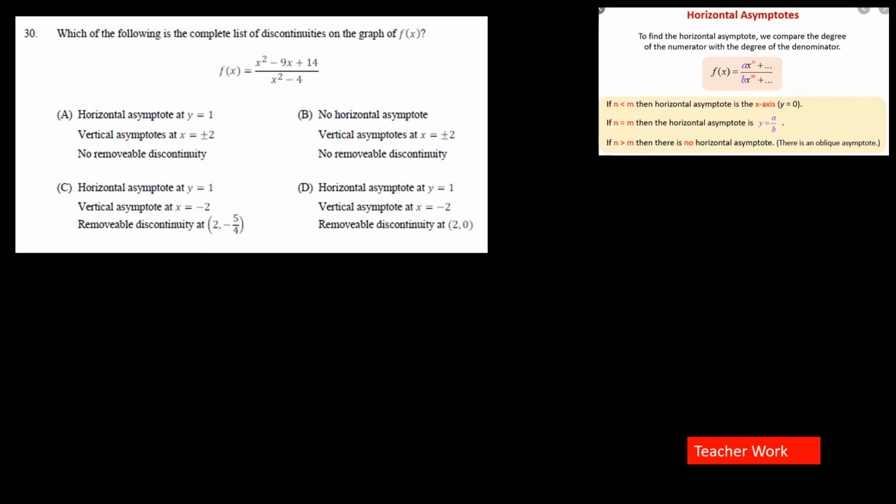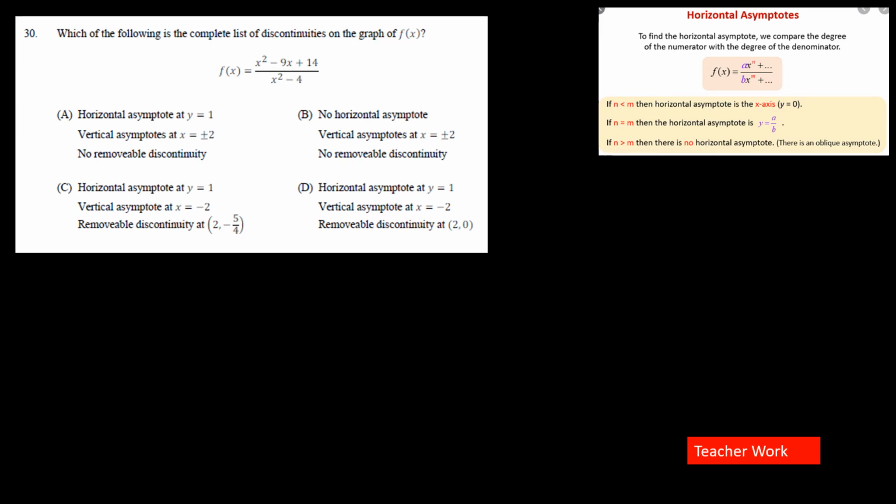All right, so let's go ahead and look at this one here. It says, which of the following is a complete list of discontinuities of the graph f of x? So it tells us here that we have f of x equals x squared minus 9x plus 14 over x squared minus 4.